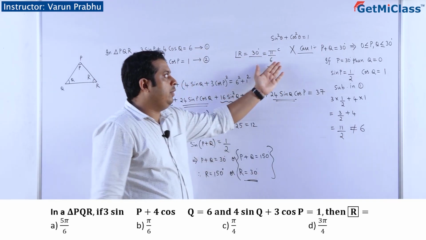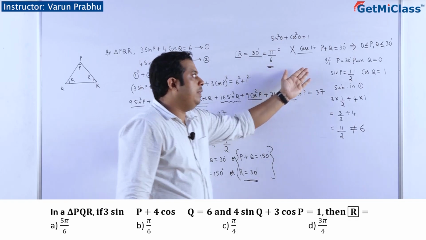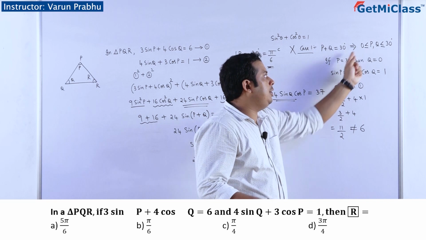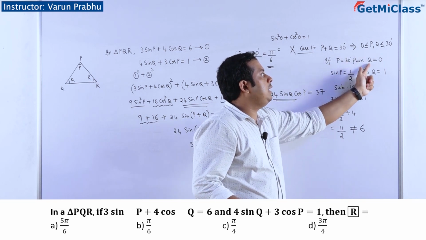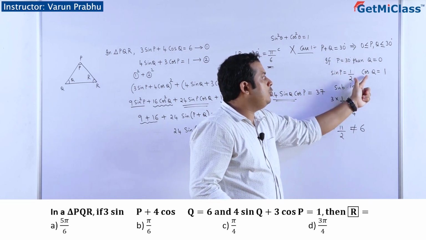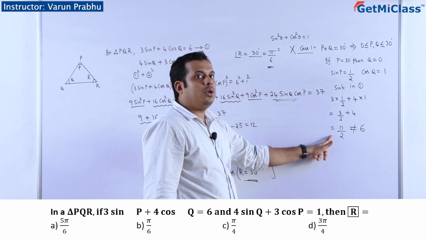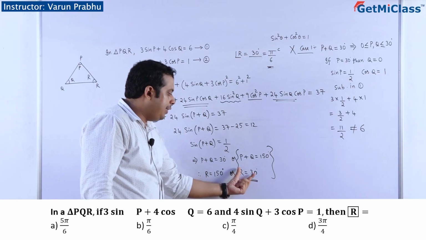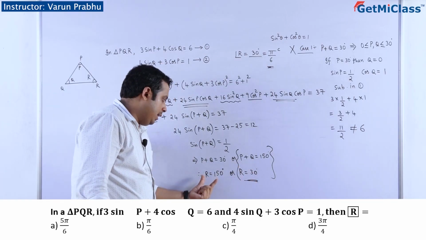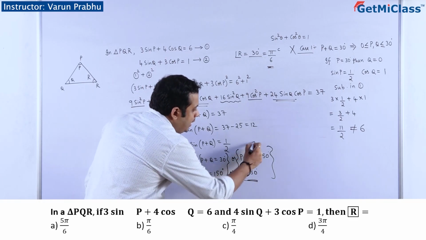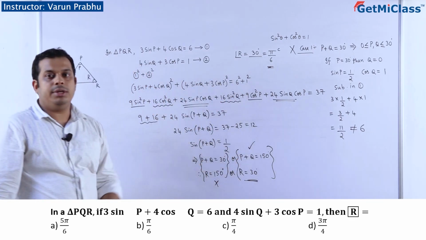I hope all of you are following this. You take one favorable value, 30 degree and 0 and 30 degree. P and Q should be between 0 and 30. So if P is 30 degree, then Q should be 0. Sin P should be half, cos Q should be 1. Substitute in any one equation. You see that equation is not holding true here. So what is the meaning of it? The first case is not correct. So what should be the correct case? This one. So R value is equal to 30 degrees, the answer.